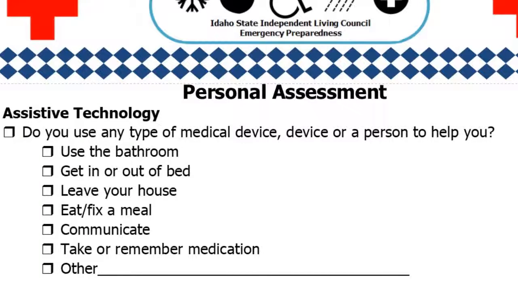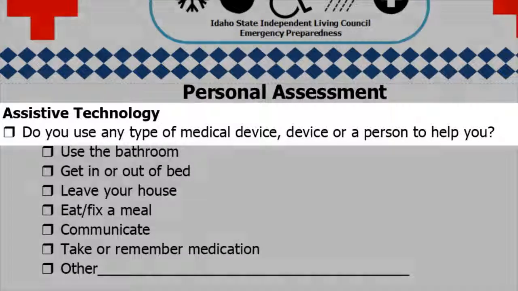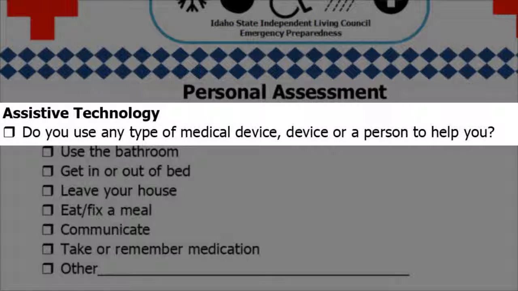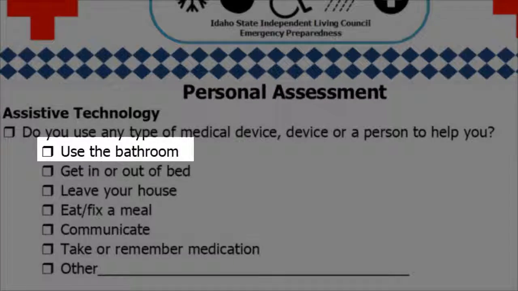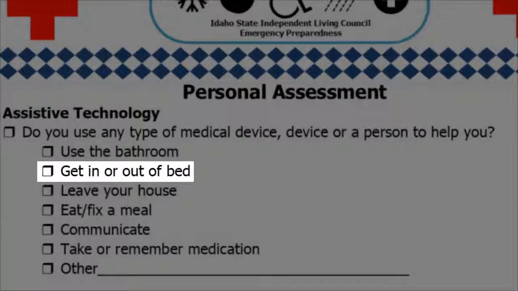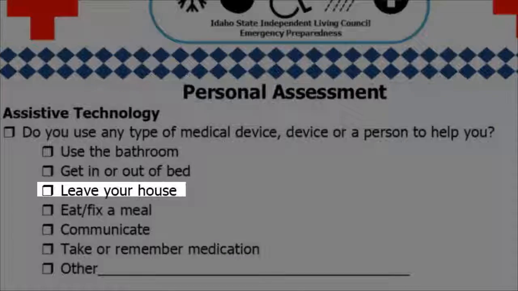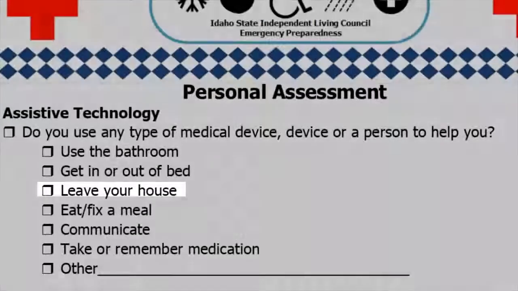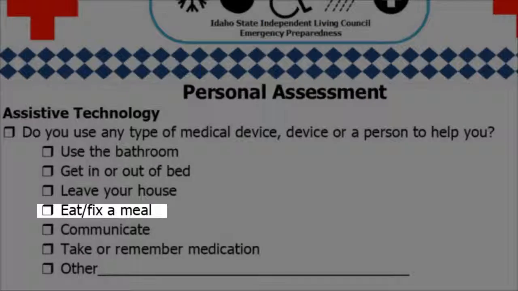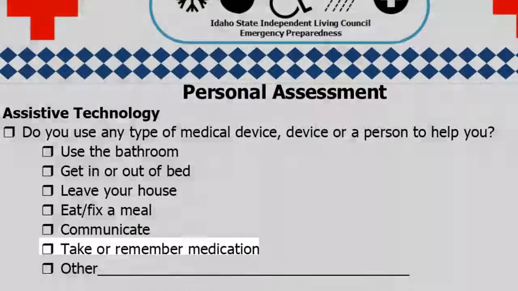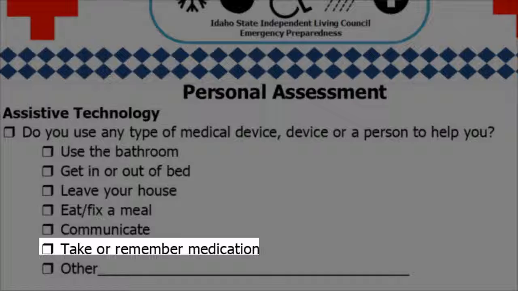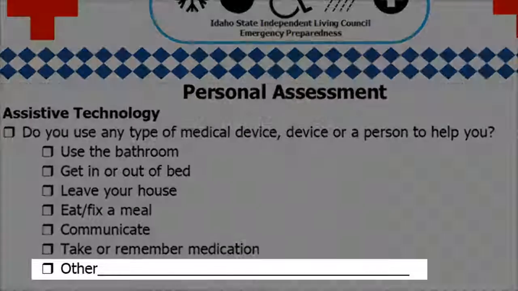Assistive technology. Question 1. Do you use any type of medical device, or a person to help you with the following situations? Using a bathroom, getting in and out of bed, to leave your house, to eat or fix a meal, to communicate, take or remember medication, or other.